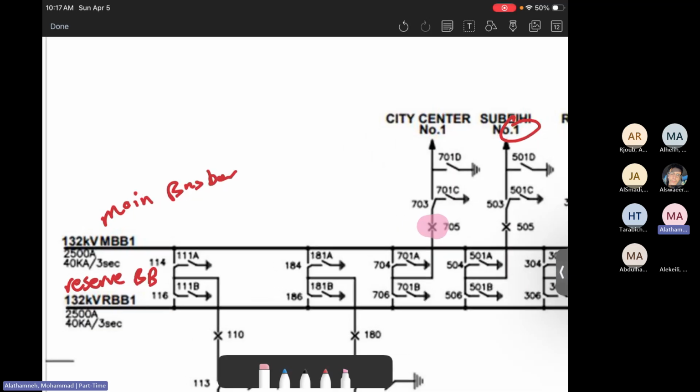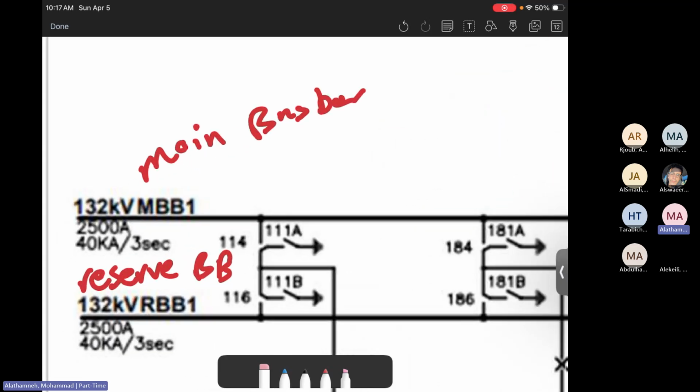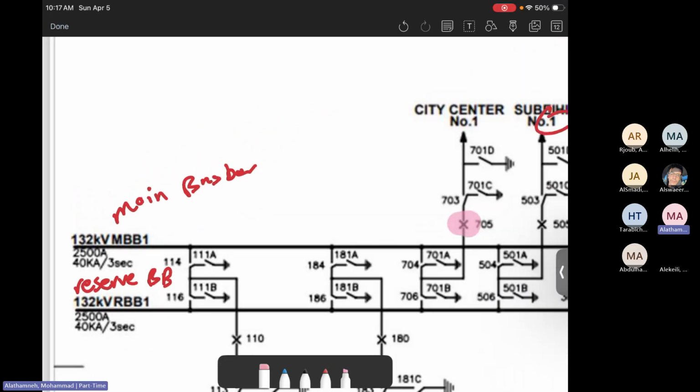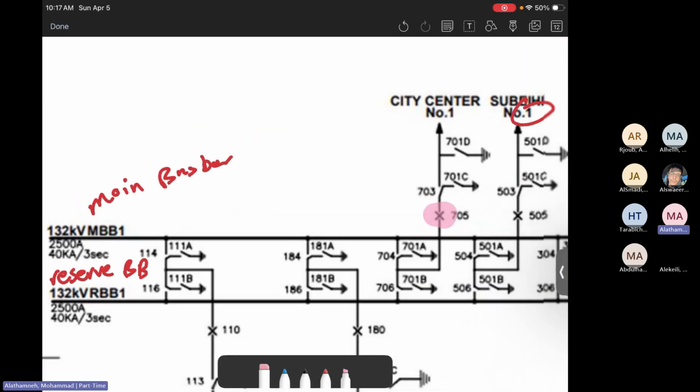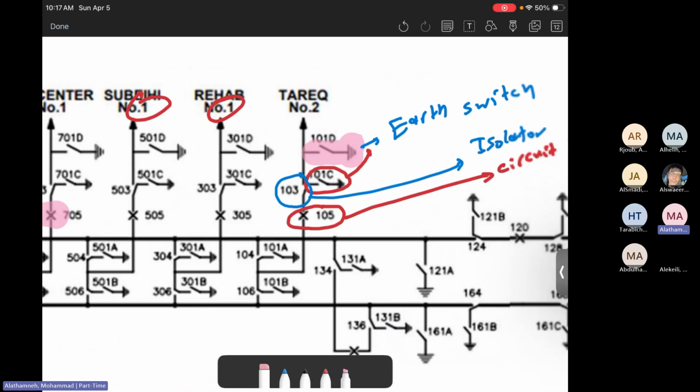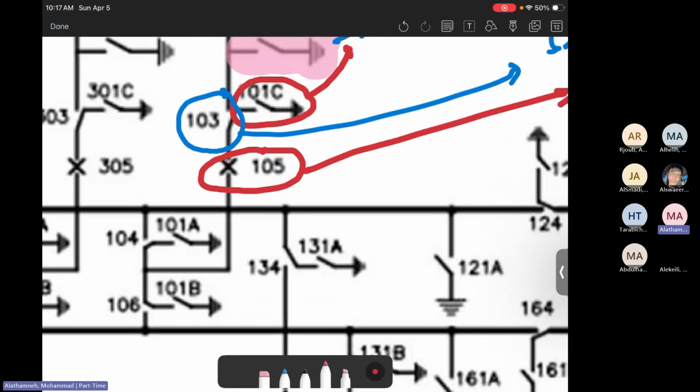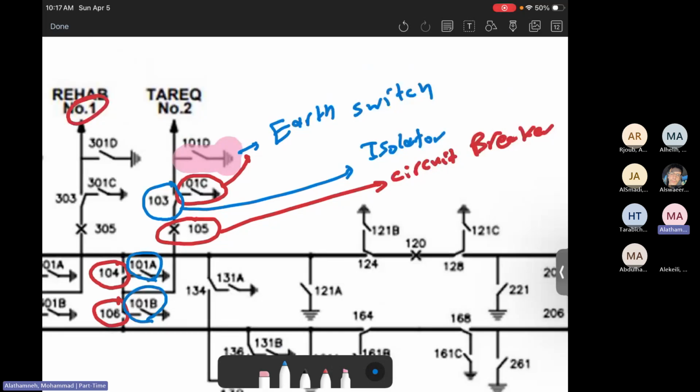Then when you look at the rating current, it is 2,500 ampere. And when we look at each power line, let's go back to Tariq. There is 104, which is an isolator. 106 is an isolator, while 101 is an earth switch. 101B is an earth switch as well.